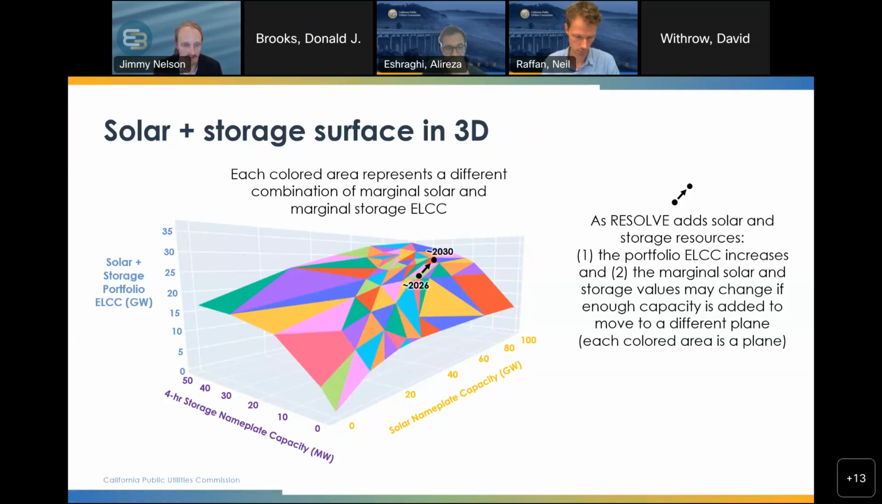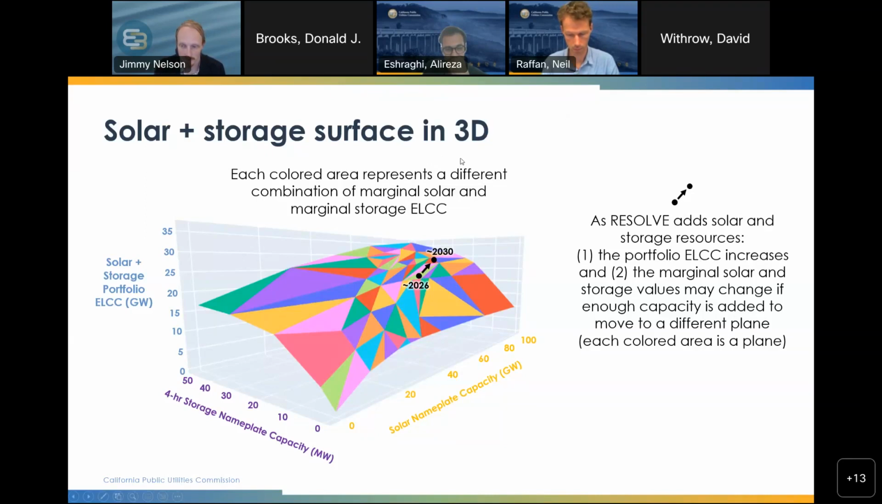Obviously, that could change if RESOLVE is building different amounts of solar and storage in different years, but I think it's helpful to just think that I took these from the 2021 PSP capacity. So in that run, it would have been on the green triangle, had we implemented this for the 2021 PSP, having a certain marginal solar and battery ELCC. And then by 2030, it's built more solar and storage, and so it's gone up to maybe that red triangle, which is a little bit flatter, and incremental additions are getting a little bit less capacity contribution.